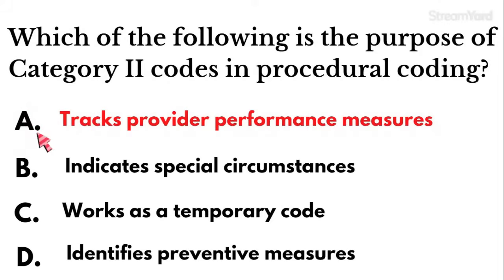Alrighty, if you chose A, you are correct. It is to track provider performance measures. Indicate special circumstances. That is actually what the modifiers are used for. Remember, I mentioned modifiers a couple questions ago. So, modifiers are used to indicate any special circumstances surrounding a procedure that the provider did.